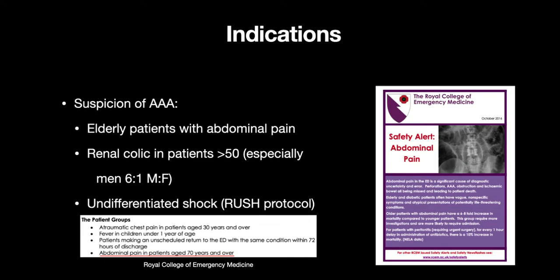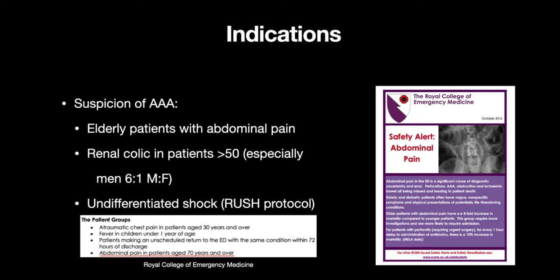So what are the indications for performing this scan? Well, on the right here, we've got a poster from the Royal College of Emergency Medicine that came out quite a few years ago now. It's from 2016, but it highlighted that abdominal pain, especially in older patients, is often the cause of diagnostic uncertainty, and that these patients have a significant increased risk of mortality compared to younger patients. And they specifically mention AAA as one of those causes of this.